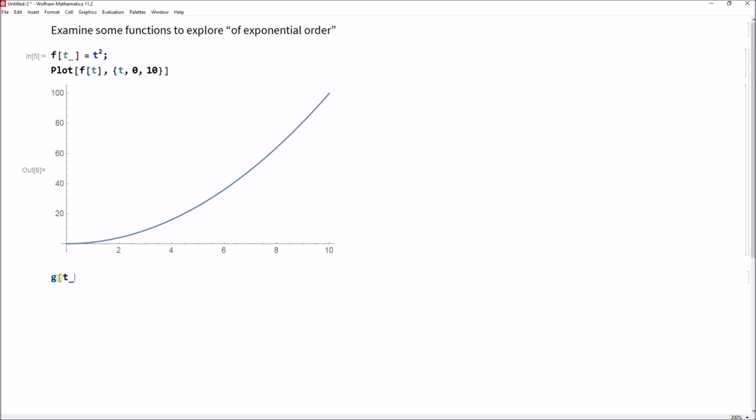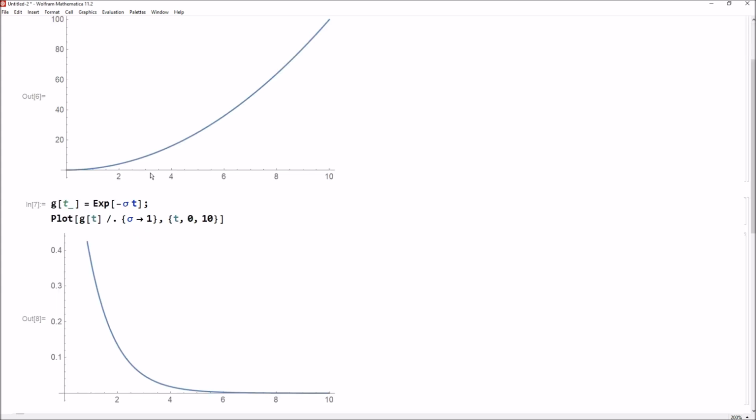Now the concept of exponential order is, let's consider another function, e to the minus sigma t. Whoops, sorry, I want sigma t. And I want to go ahead and look at, can g of t die faster than f of t grows? So let's plot g of t for some arbitrary sigma value. How about sigma of 1? Okay, and again, let's plot this t from 0 to 10 seconds, same range. Okay, so we see g is dying, f is growing.